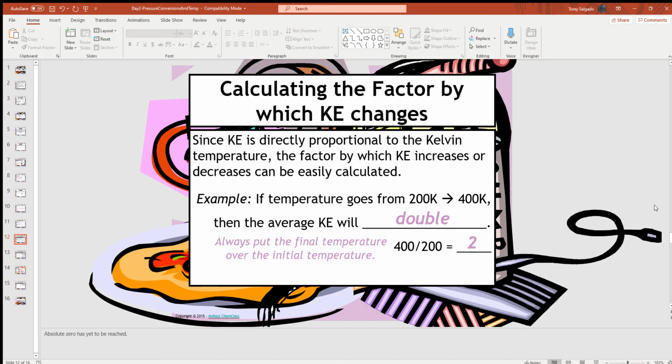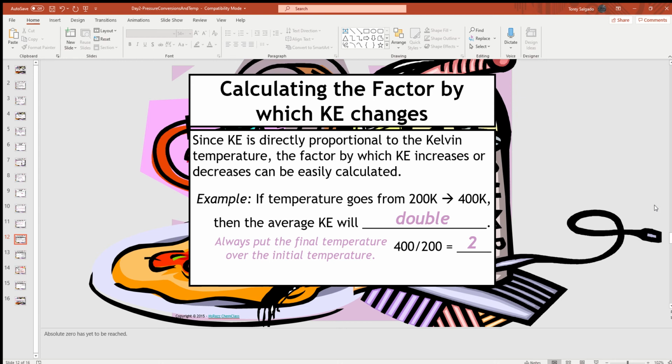Okay, let's take a look. We've talked about kinetic energy a little bit and how colder gases move slow, hotter gases move fast. Now let's take a look at our proportionalities. So let's look at this example.